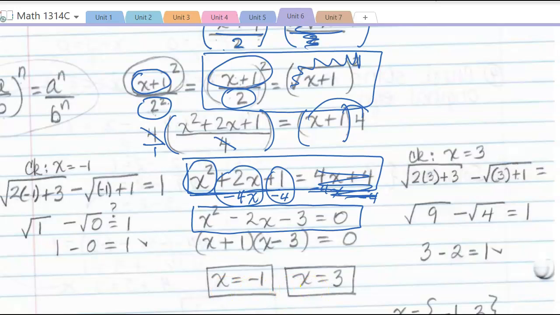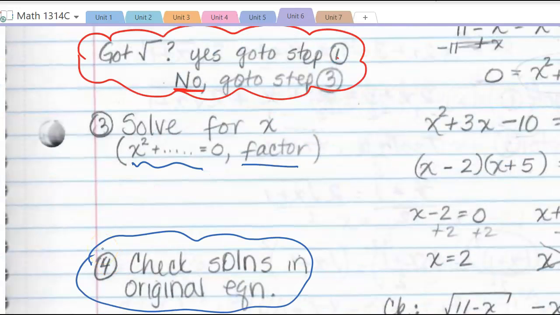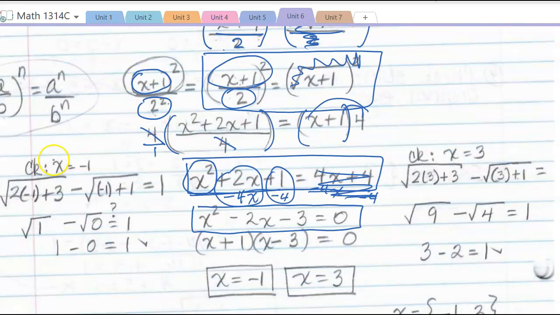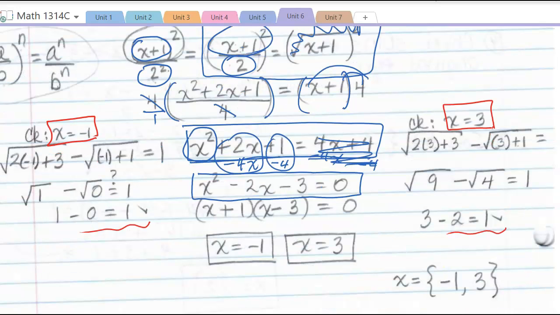The next thing we need to do is to check our work. In step 4, our job is to check for the solutions in the original equation. So over here, you can see that I checked for x is equal to negative 1. And over here, you see I have checked to see what happens when x is equal to 3. And we actually found that both of them work. So our solution set will include both of our answers. And that concludes this video.